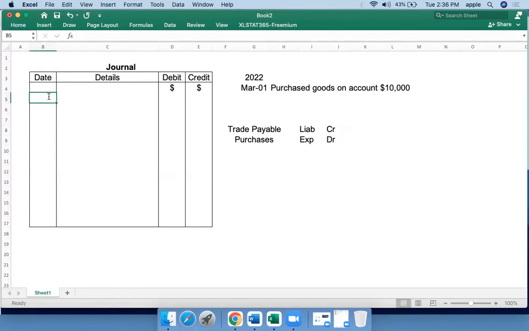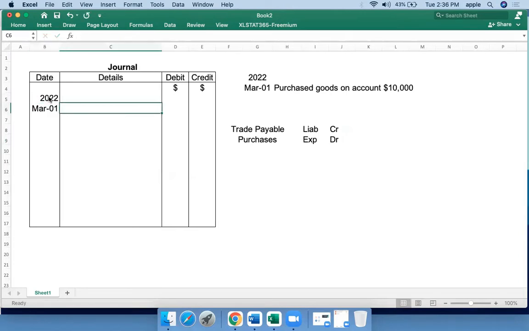Right? So 2022 March 1st. The entry will be: first I will record the debit item. Purchase account debit. In the next line, trade payable. The amount is 10,000.